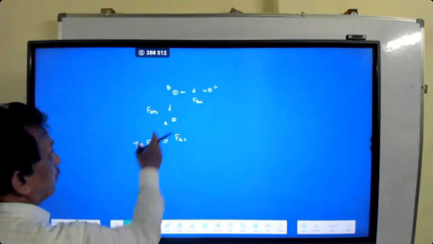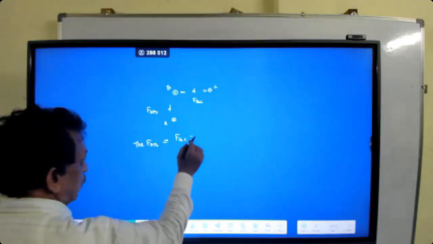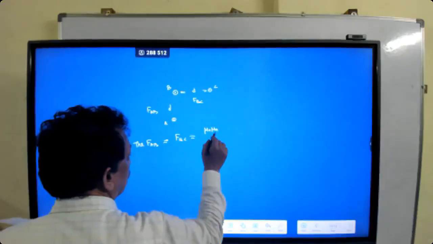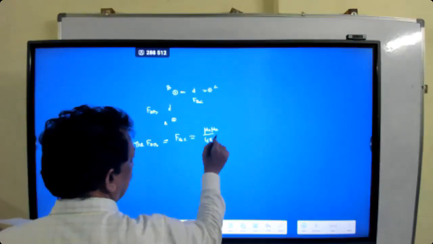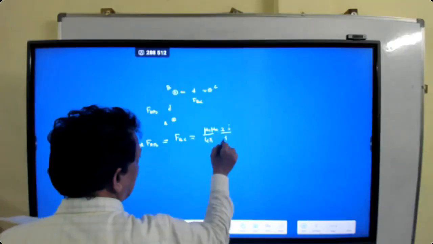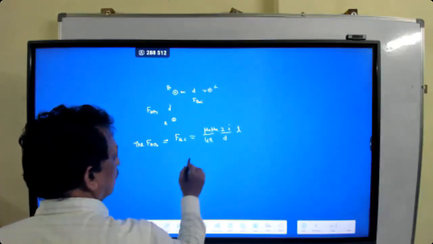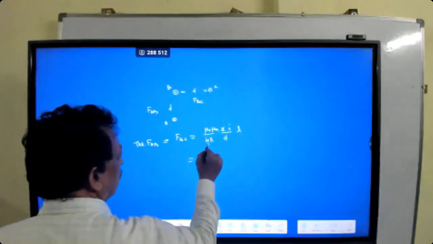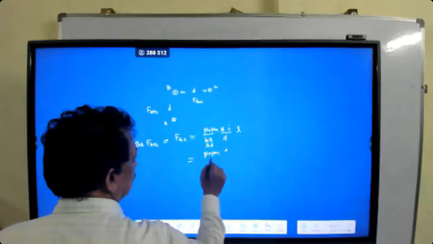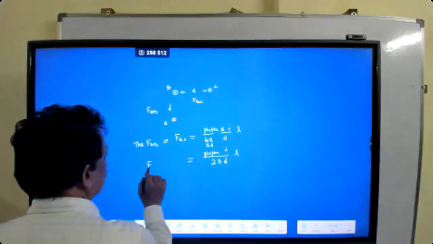So what is the force between AB? Both are equal. It is equal to mu naught by 4 pi into 2 into the same current I square by distance d, and when we cancel, the force per unit length is mu naught I square by 2 pi d. Both are equal.